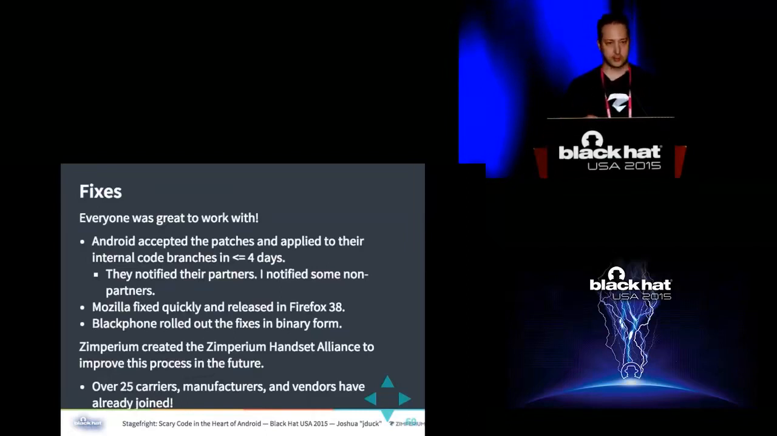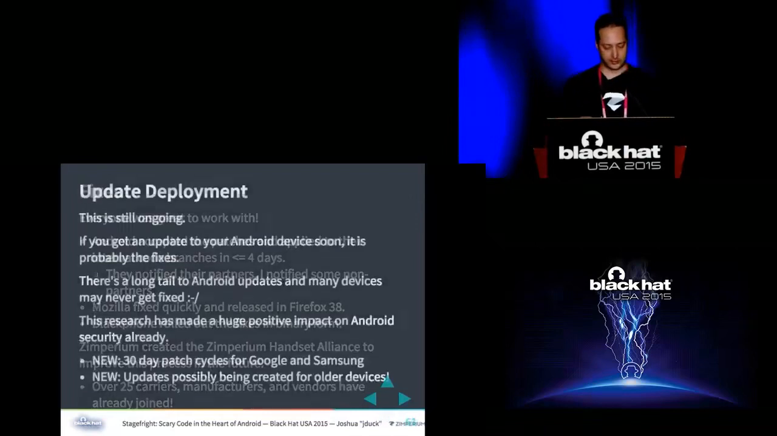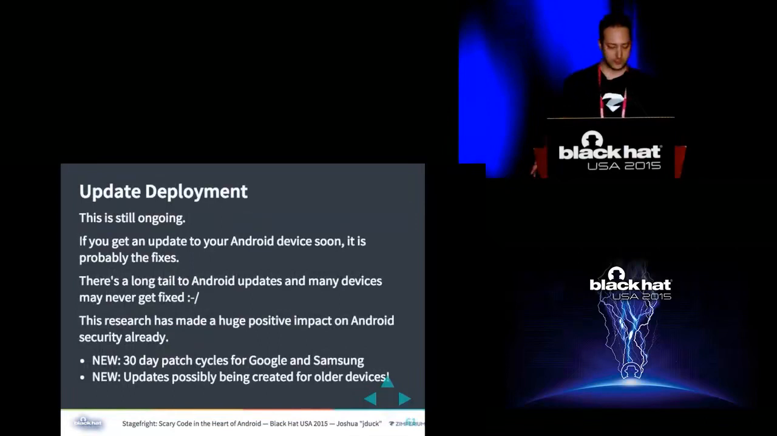We recognize that people like BlackPhone are not getting notified. So we'll just notify them whenever we have stuff or whenever we figure stuff out, just to keep them in the loop. At this point, we have over 25 carriers, manufacturers, and vendors involved. It's only been going on for 3 or 4 days now, I think. So update deployment is still going on.